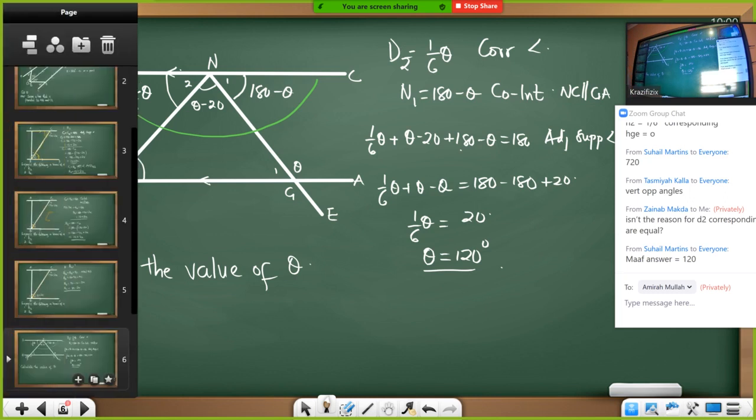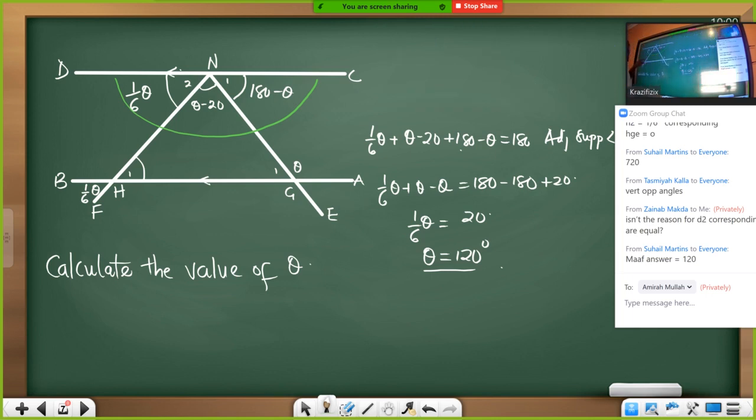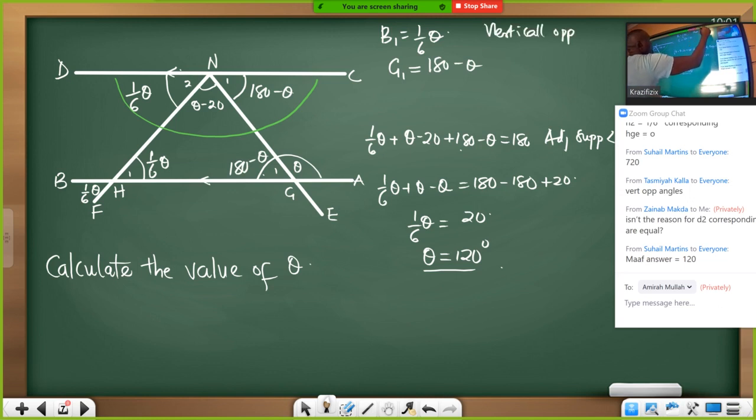I hope that's fine. Let me work out something else on the same question. Look at this. I'm just going to cut out this first part. Is it okay to say B1 is also equal to 1/6 theta, vertically opposite? And is it okay to say that G1 is equal to this angle here? Do you see that adjacent supplementary? So G1 is also 180 minus theta. Now you have a triangle: 1/6 theta, theta minus 20, 180 minus theta, equals 180.